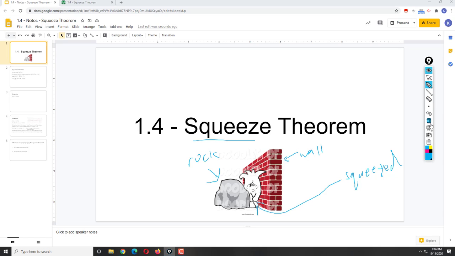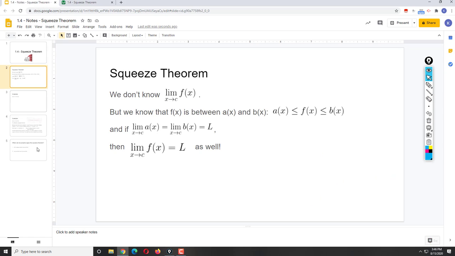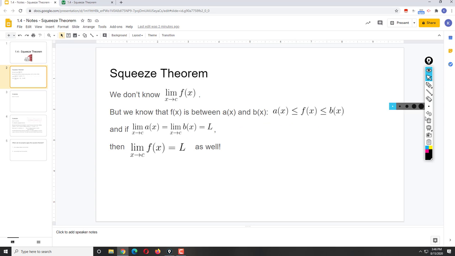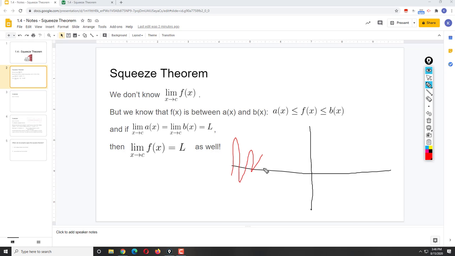What does that mean in math? Let's say that we have f of x, and f of x is really complicated, so we don't know what it's like. So in fact, here's a function. This is f of x. It's really complicated, right? So it looks like this. We want to know the limit of this function.